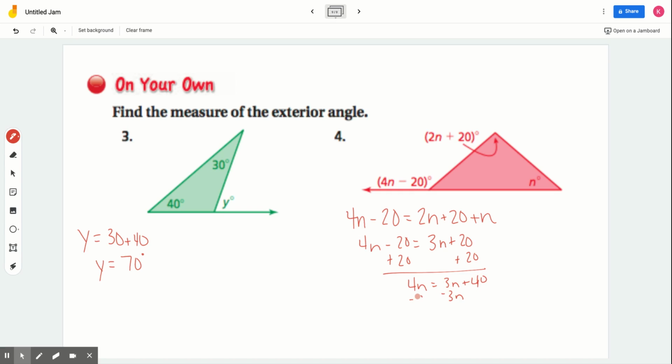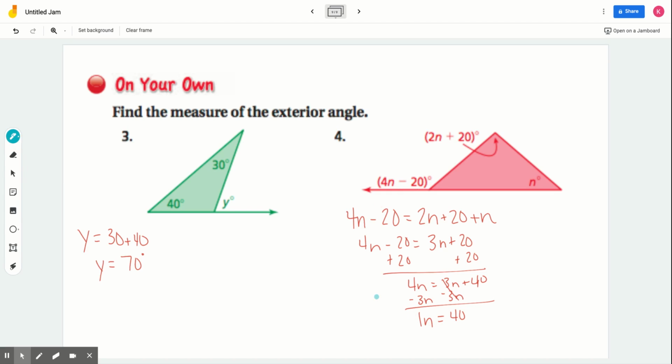Subtracting 3n from each side will help me simplify. So I'm left with 1n equals 40. Now, go back and look at the type of the question. It says find the measure of the exterior angle. n equals 40 does not give us this angle measure.